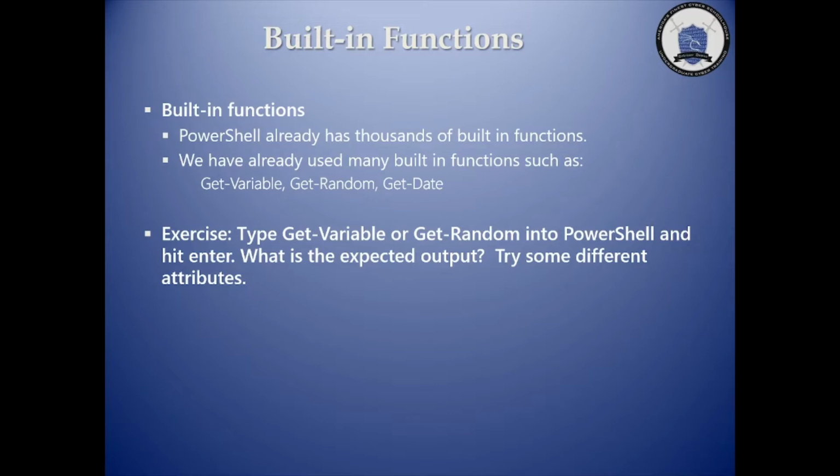So here's an exercise for you guys. I want you to go and open up PowerShell and type Get-Variable or Get-Random, and then hit enter. And then tell me what would be the expected output, and then try some different attributes with it.